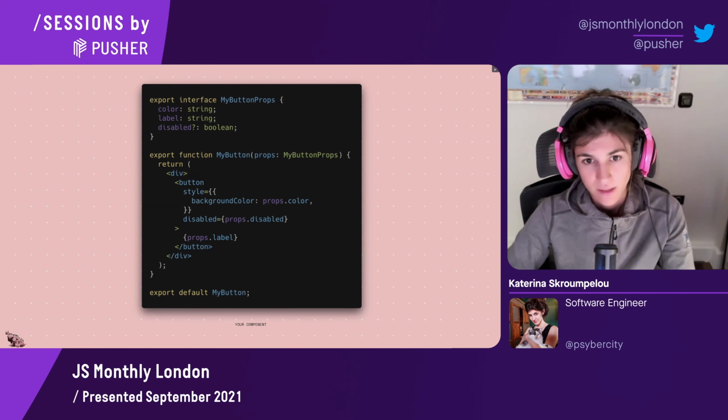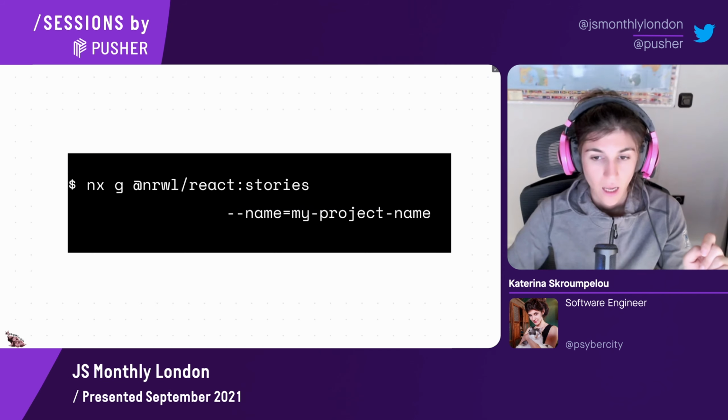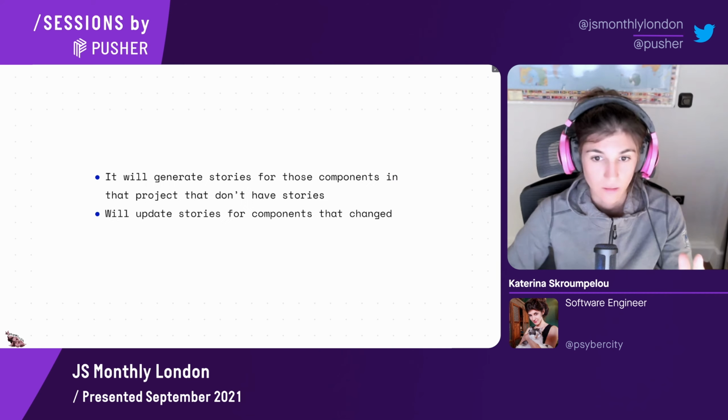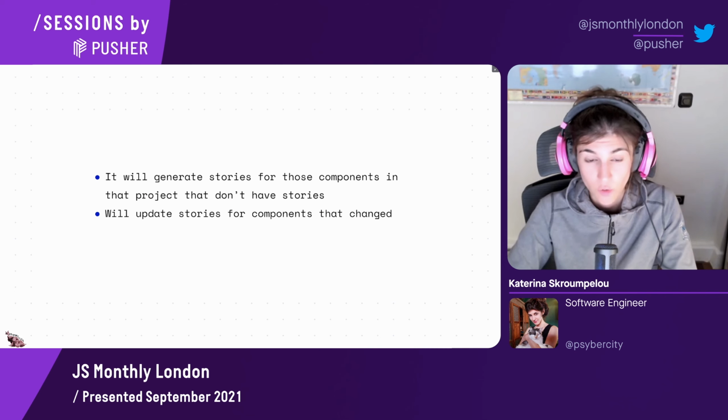So again, the component that we saw before, it will analyze this component and it will spit out this story that we saw before. And then you have commands like the stories command, which will generate stories for the components in your project that do not already have stories. Also, it will update any stories for your components that have changed. So for example, if you generate a story for a component, and then you change your component and you run the stories generator again, it will update that story for you.